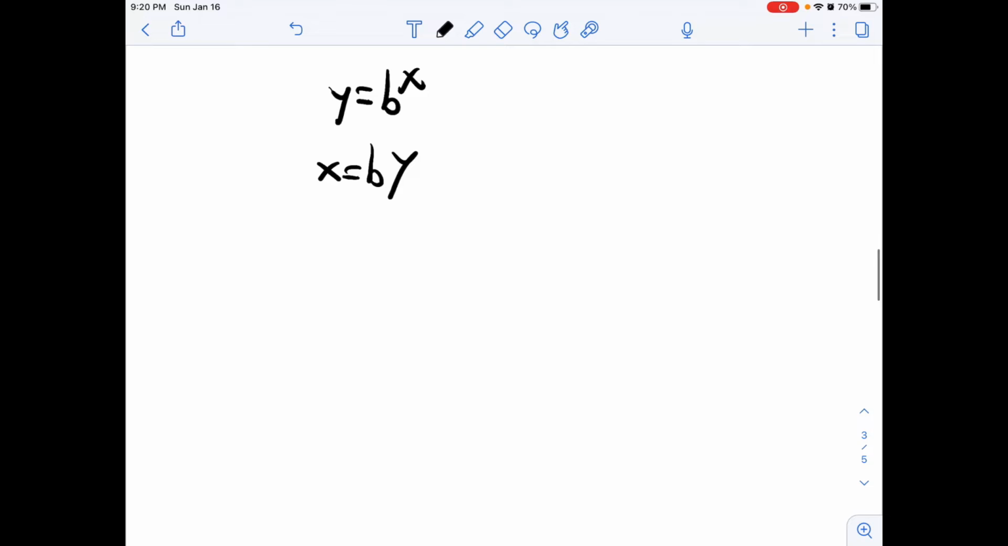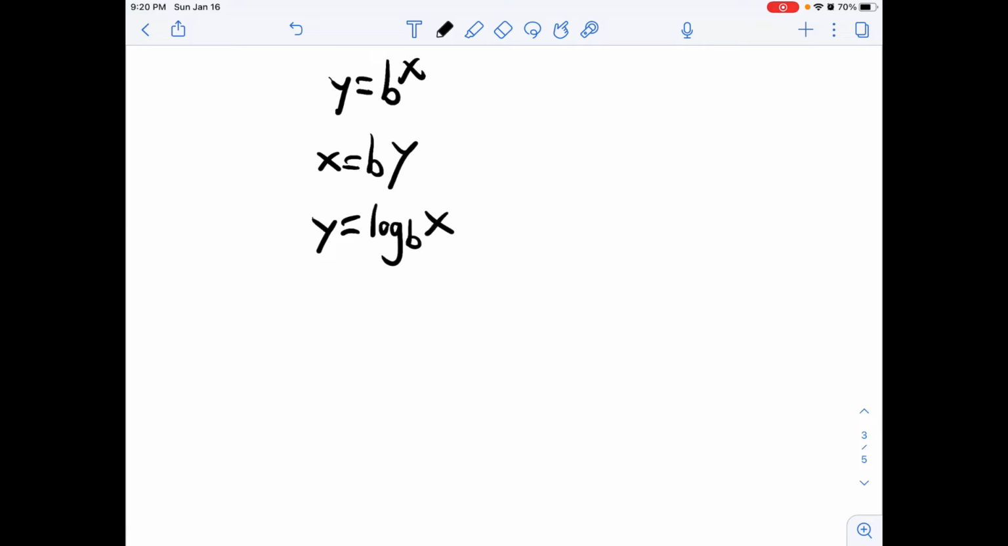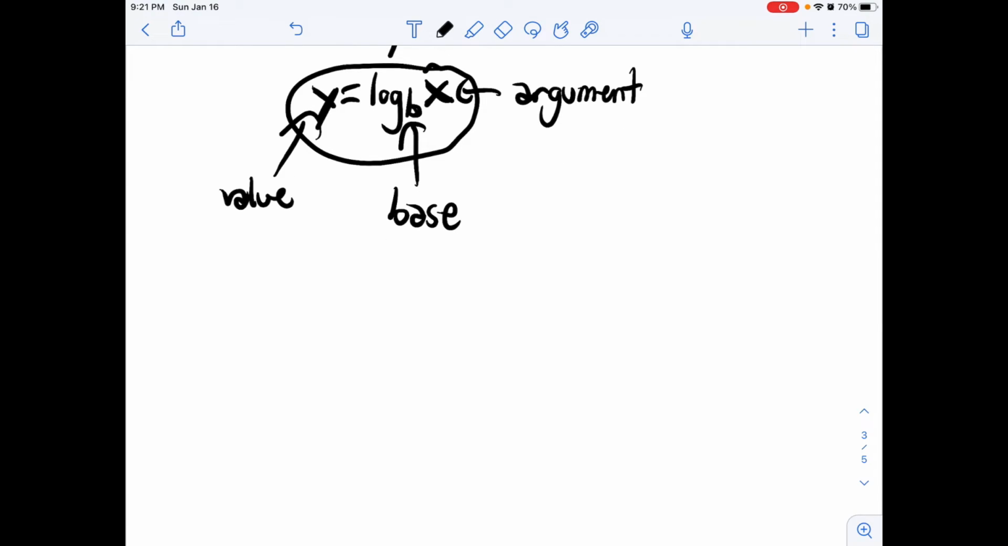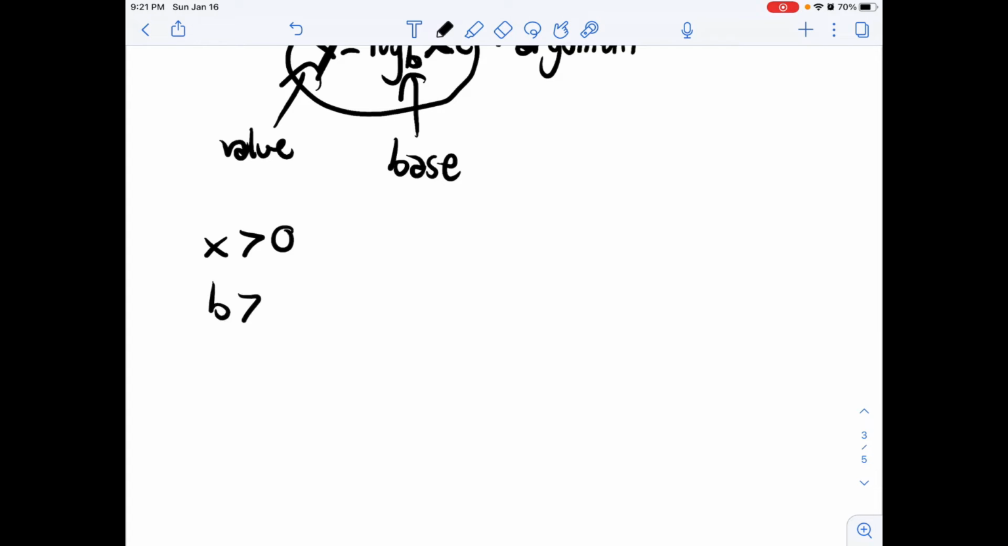And we want to write this in the form y equals. So how we do that is we write y equals log base b of x. This is the equation of the logarithmic function. x is the argument of the logarithmic function. b is the base of the logarithm. And then y is the value of the logarithm. And we have a couple of rules about the values of the argument and the base. The argument has to be greater than 0. And the base has to be greater than 0 as well, and it cannot be 1.